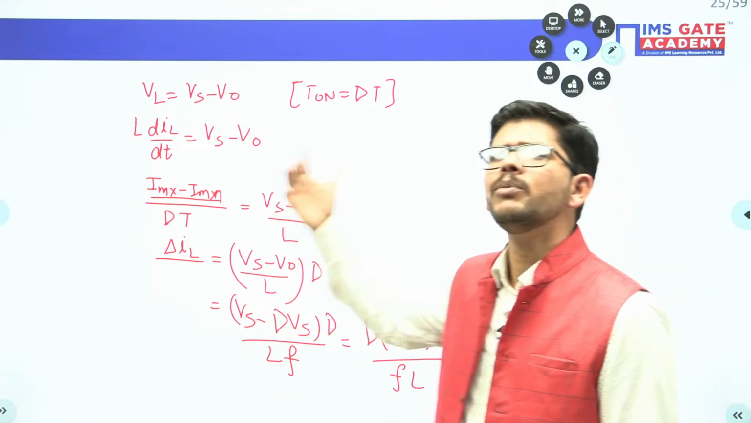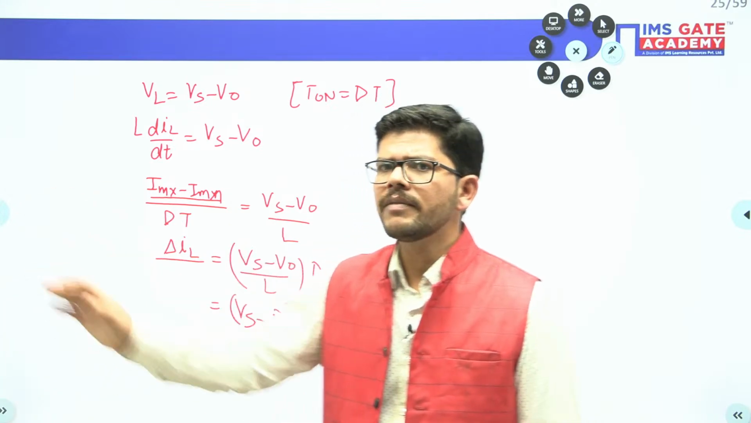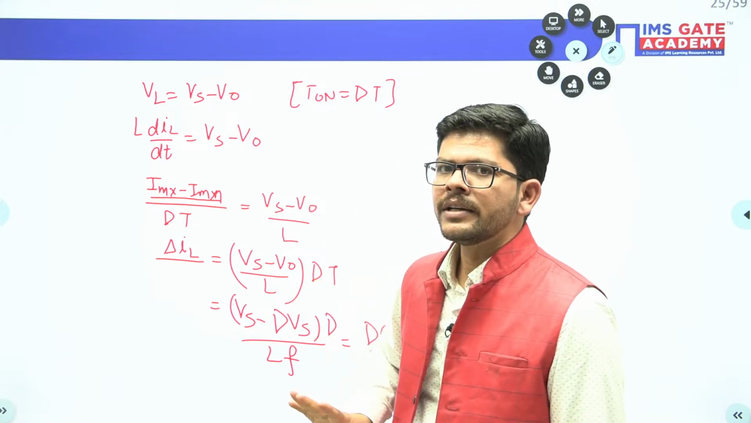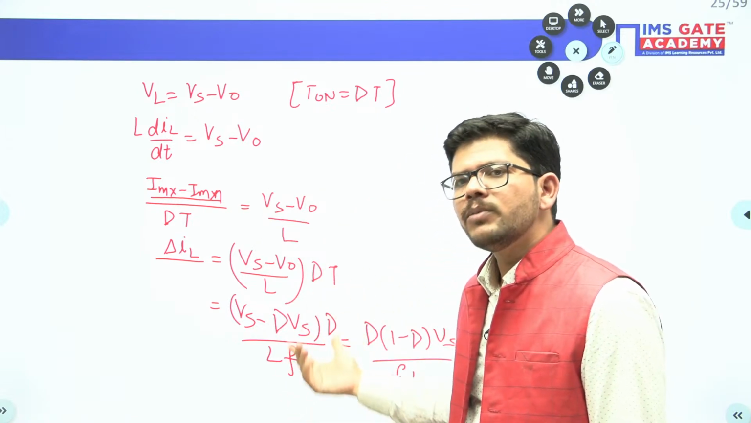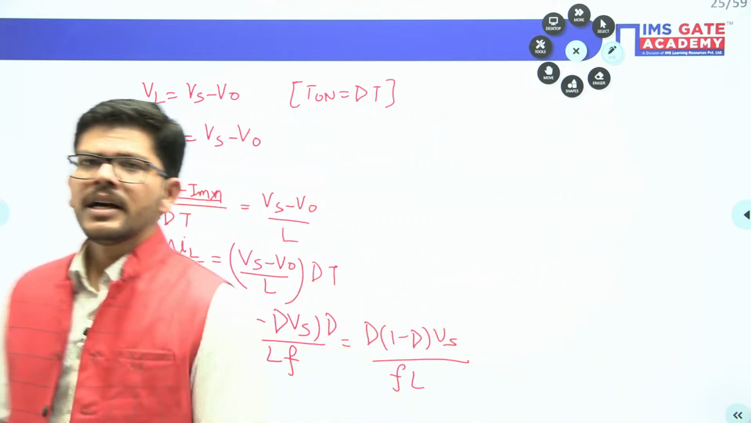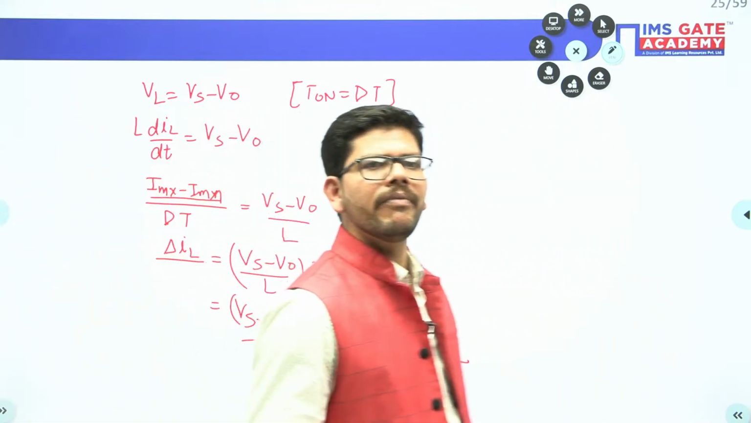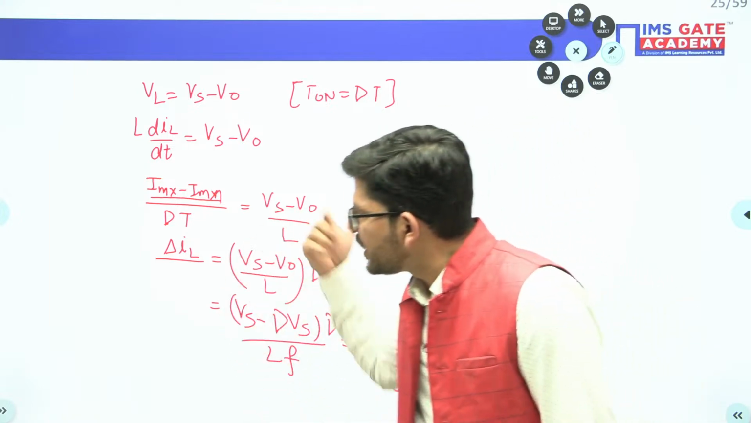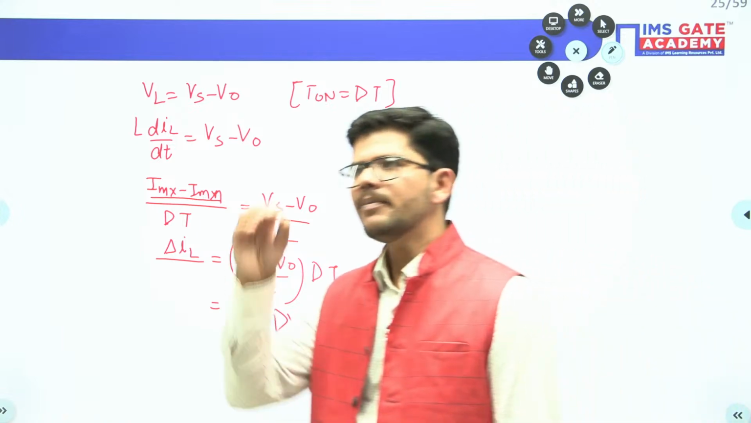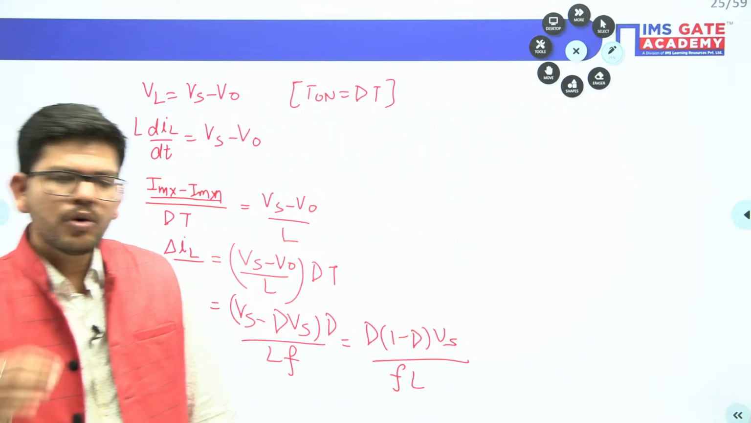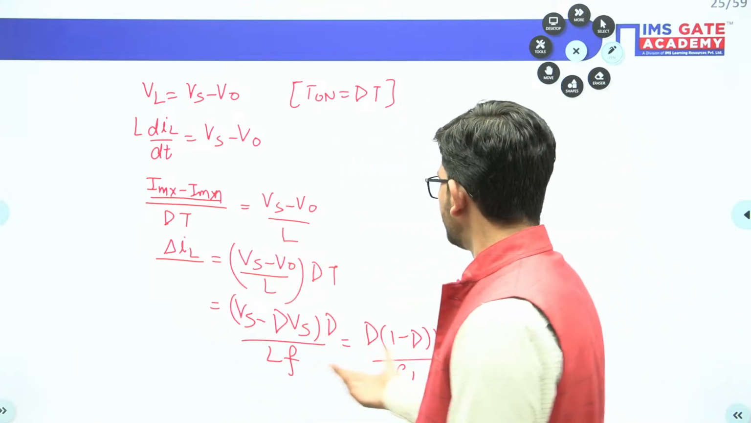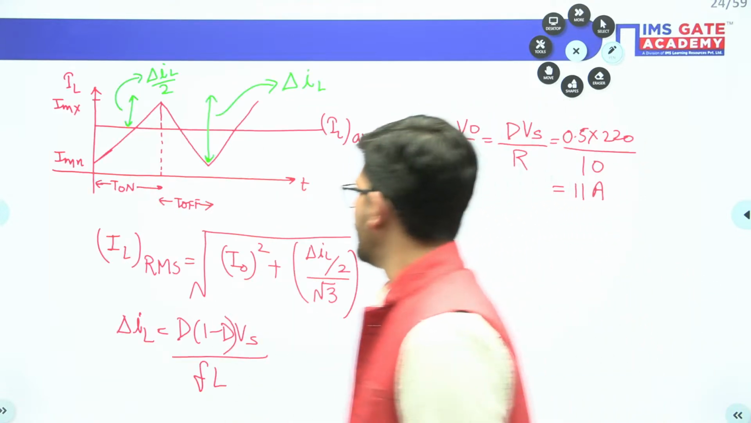If this would have been a boost converter or a buck boost converter, instead of Vs minus V naught, we will have Vs only here. So in case of boost converter or buck boost converter, you will get a formula dVs upon fL, isn't it? Are you getting, guys? So this is how you can very easily calculate whatever formula is required. Isn't it surprising? You don't have to remember anything, guys, when it comes to power electronics. So we have derived this particular formula.